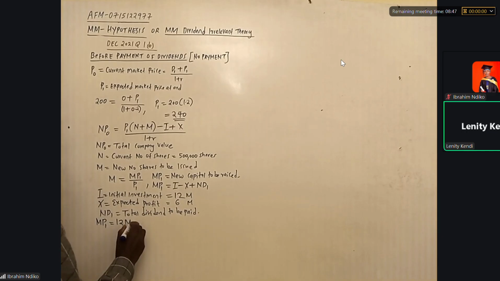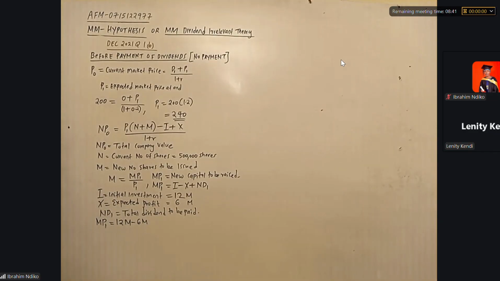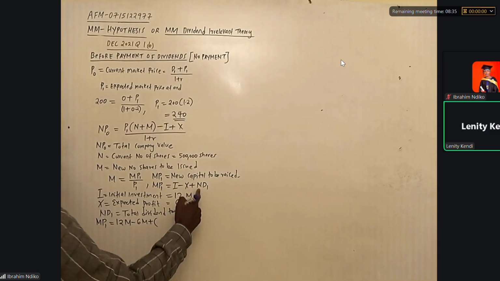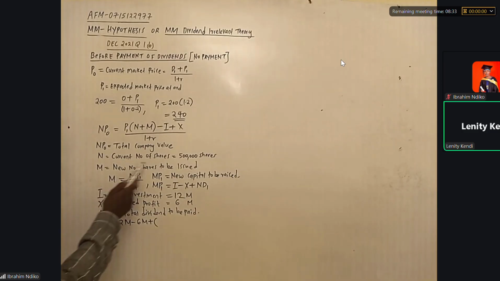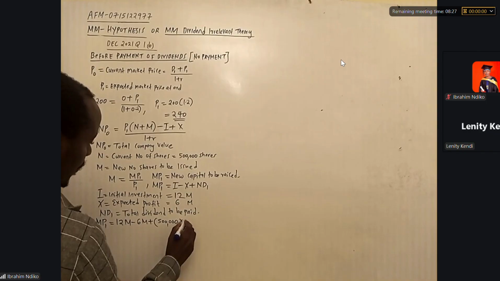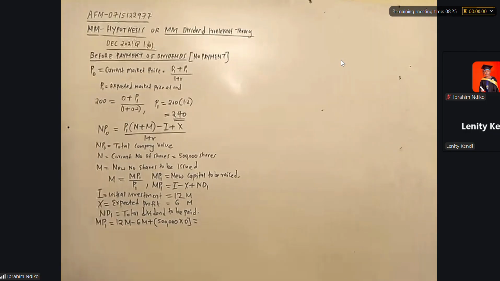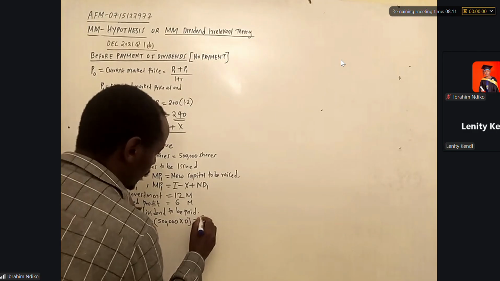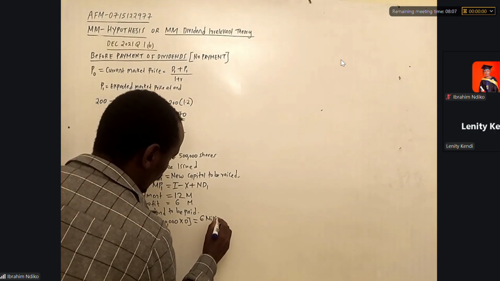Minus expected income, 6, plus n times D1. N is the current number of shares, 500,000, but dividend is 0. So 12 minus 6 gives 6 million.